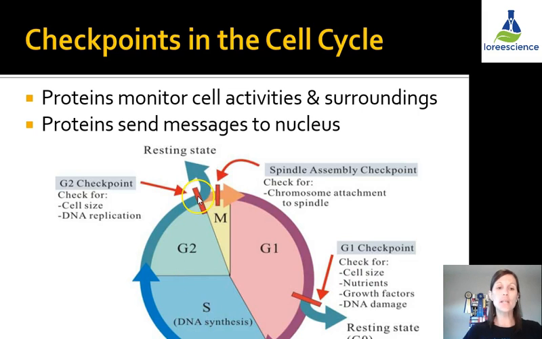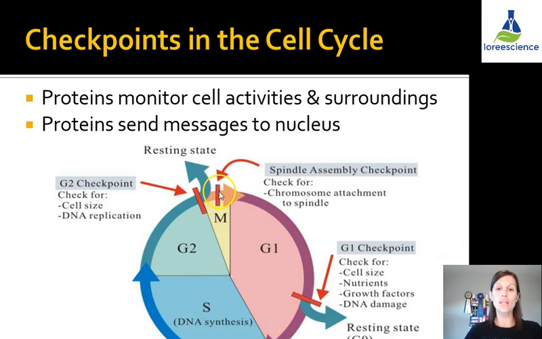There's another checkpoint at the end of G2, which is again looking for cell size, because this is right before the cell division. So is it large enough? Is there enough cytoplasm to actually split into two? Are there enough organelles? It's also looking to kind of proofread the DNA replication. Did everything happen correctly? Are there the right number of chromosomes? Are they attached correctly? And this is going to make sure that there aren't problems arising during mitosis.